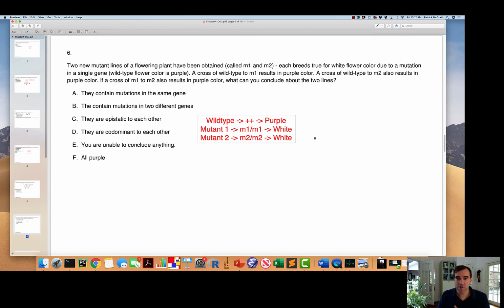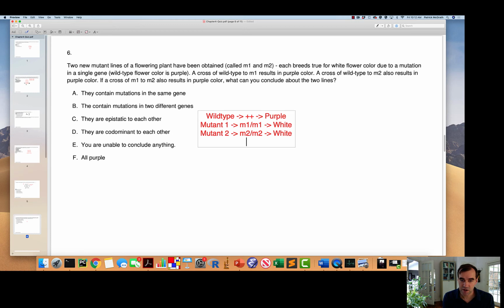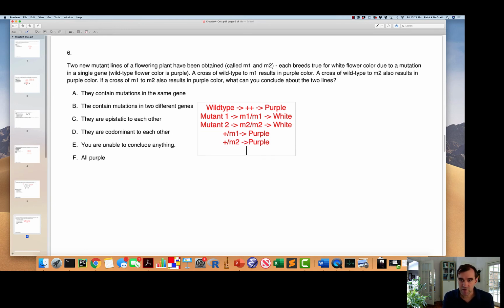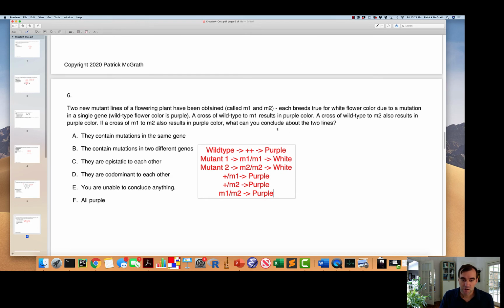So the first two crosses just tell you that these alleles are recessive to the wild type allele. By doing these crosses, you're making either this or this, and you're told that both of those result in purple. So we just know that the wild type allele is dominant to the mutant alleles. And then finally we do a cross of M1 and M2. So now we've created an individual that is heterozygous, and this individual is purple. And so this is an example of complementation.